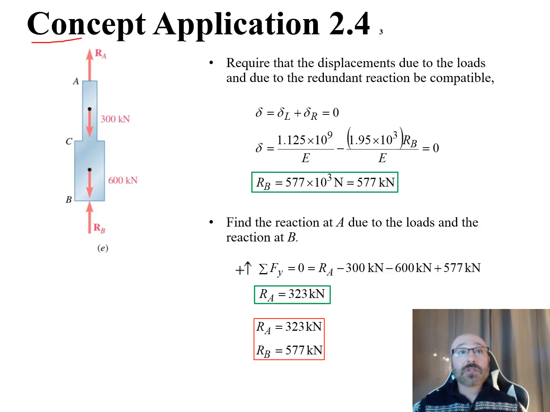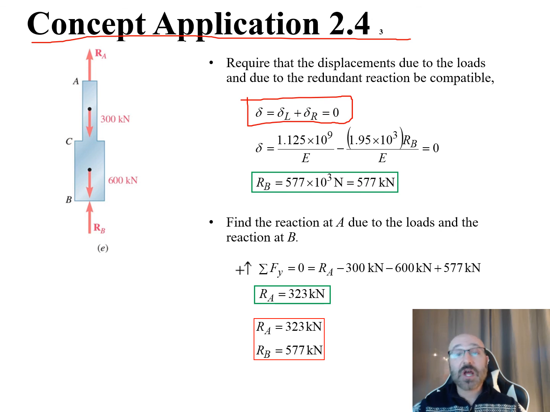So to continue with the solution, we go back to the relationship we showed earlier, where delta is equal to our delta L plus our delta R, which is equal to 0. So now we can plug into that. We've solved for our delta L from the first part of that problem on the previous slide, 1.125 times 10 to the 9th over our epsilon. And we solve for our delta R right here, negative 1.95 times 10 to the positive third times R sub B over that epsilon, is equal to 0. So you can see this is a minus sign because this value for our delta R was a minus sign on the previous page.